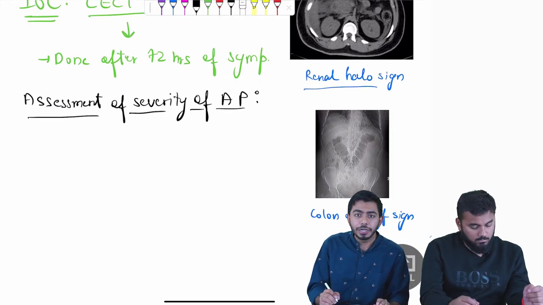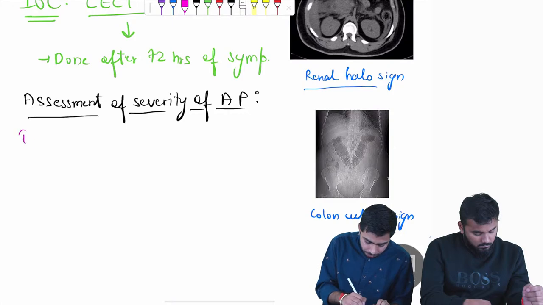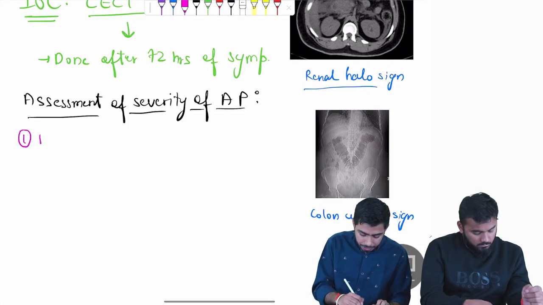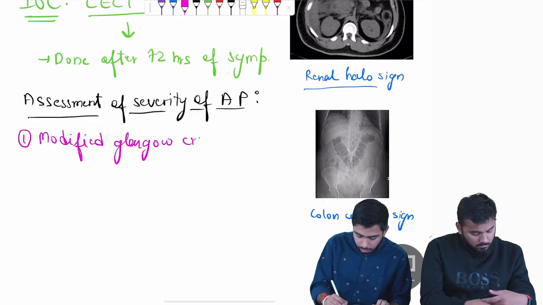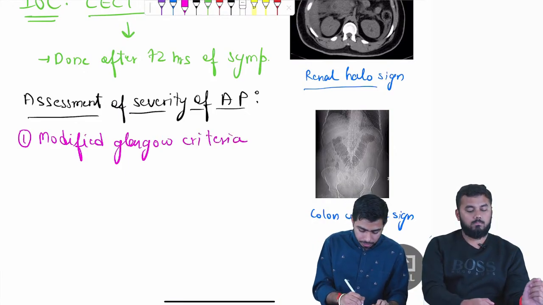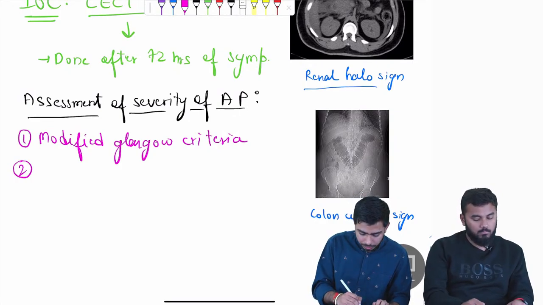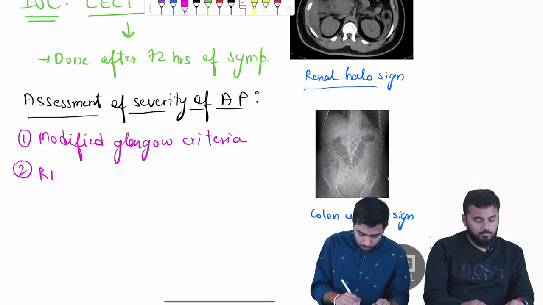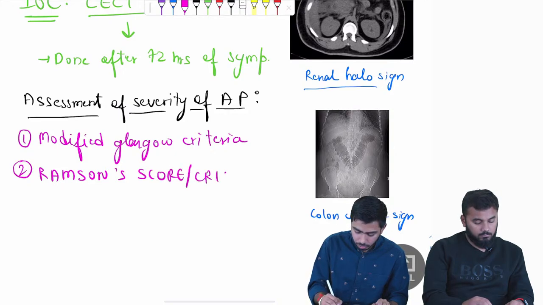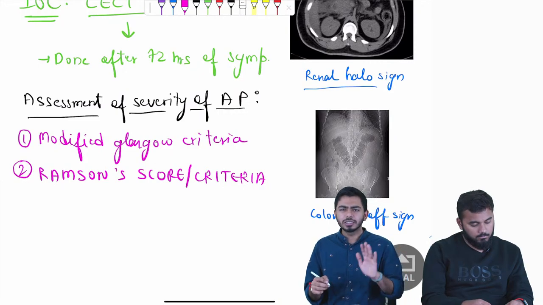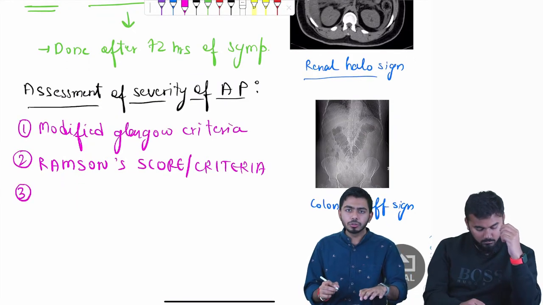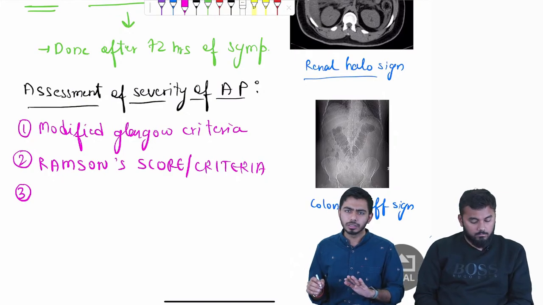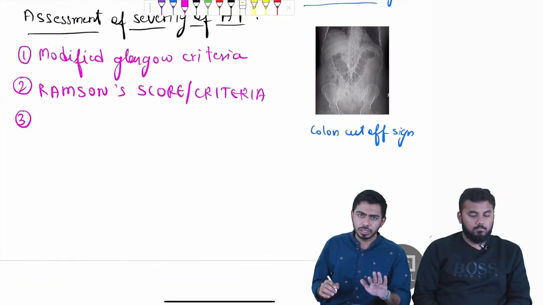Now, severity of acute pancreatitis, guys. How can we know about that? First one is your modified Glasgow criteria. Second one which we can use, that is the very important one, I'm highlighting it with bold letters, that is Ranson's score or Ranson's criteria. Only this criteria has been asked in the past. If you talk about what the components of it are, I will tell you. Just wait. But at least you should know the names. You need not know the detail, but at least you should know these names. That's why I'm mentioning them here.